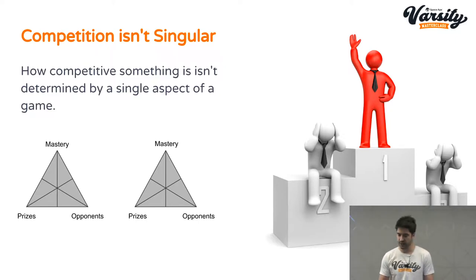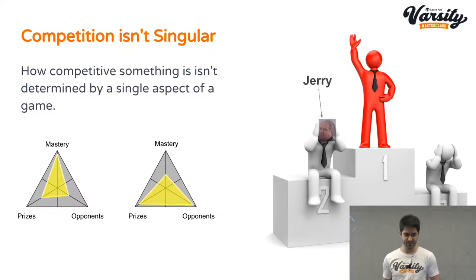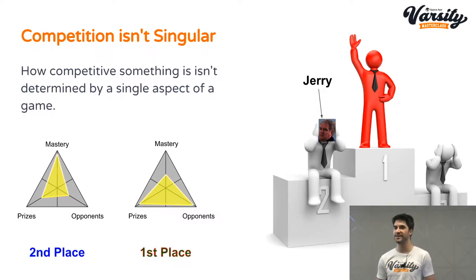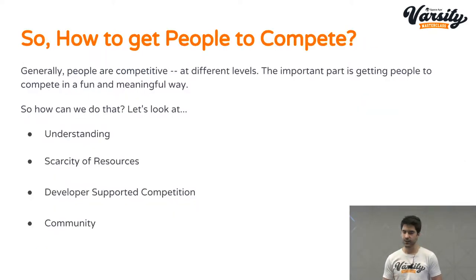So in this example, we have two players. One player is driven by mastery, like a StarCraft player might be driven by being able to control all the units perfectly. And the other player is driven by prizes and their opponents, so they really just want to beat the other guys. In my Parks and Rec example, player one is driven by their opponent, and they really don't like player two, so they're driven more to compete, and they win. The important thing to remember is that competition is the sum of all the competitive elements of a game and not just one thing. So remember that.